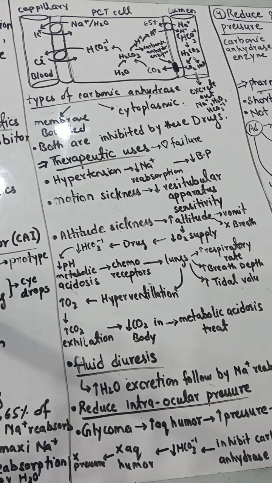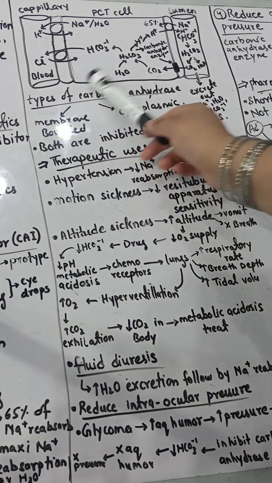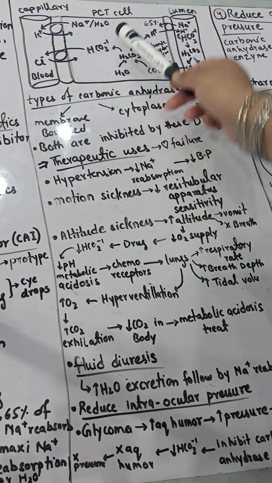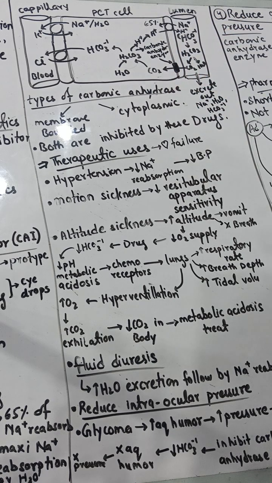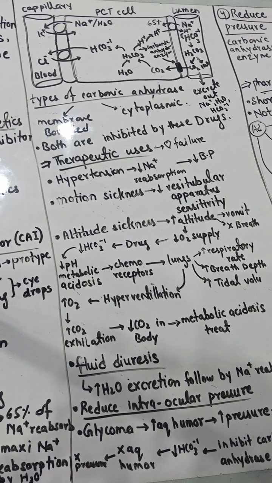So here I have drawn a diagram for you that is very easy to see. As you can see, this is a cell I have drawn. This is a cell of the PCT. PCT is your proximal convoluted tubule. I have cut a cell from it and placed it in front of you.